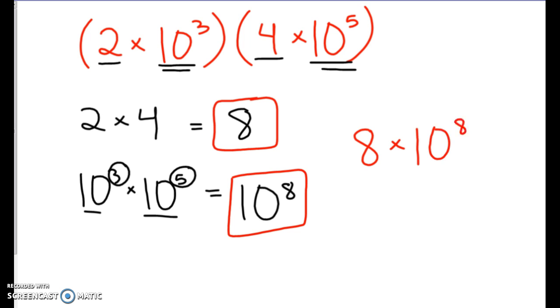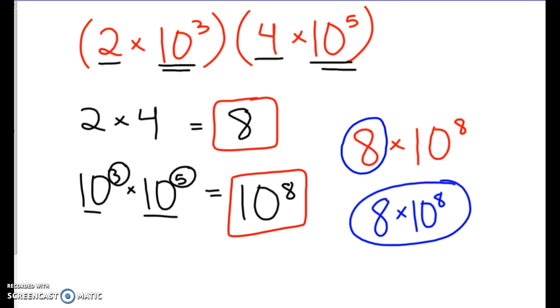Now we have to double check to make sure it's in scientific notation. Since this number is less than 10 but greater than 1, we know that 8 times 10 to the 8th is in scientific notation, so we don't have to do anything more. That's our final answer.